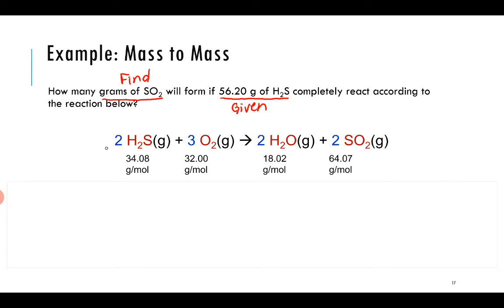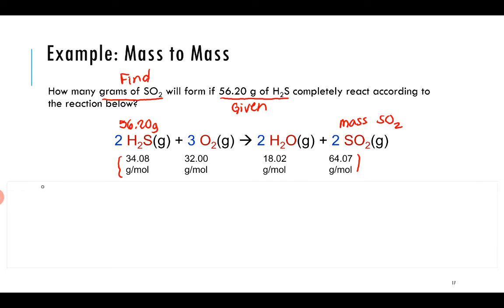So we are starting here with 56.20 grams, and we're trying to go to the mass here. You can see I've given you molar masses of those compounds. That's to save time.